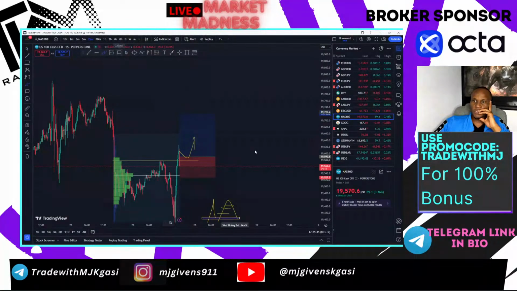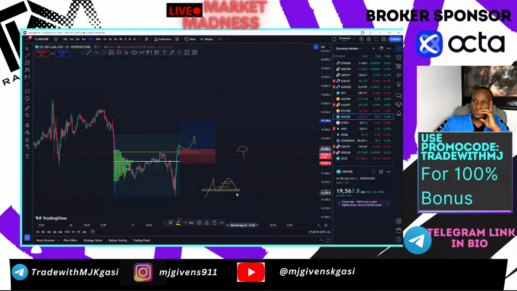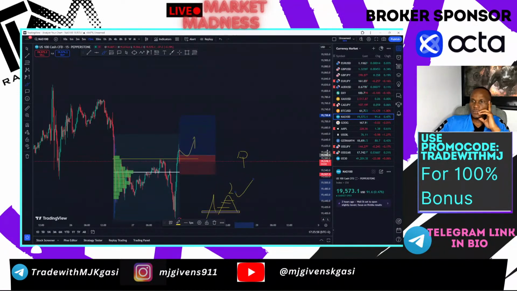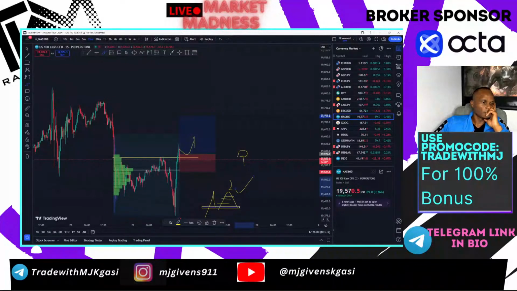We are waiting for a rejection candle, something like this, and we want it to give us space like this one. This is what we prefer here. Okay, so no running trades as yet.